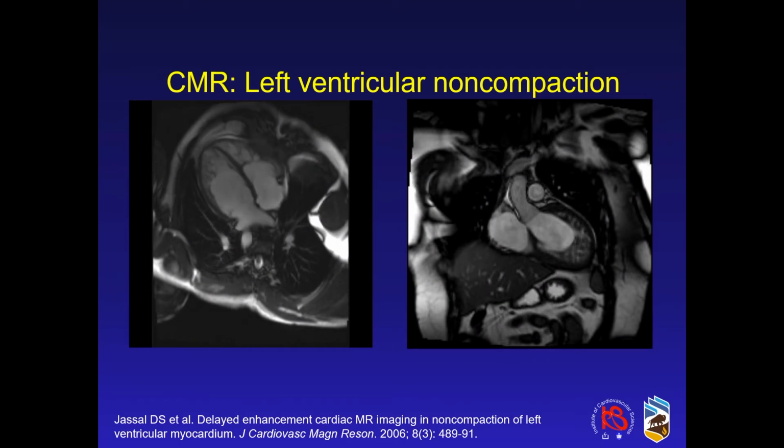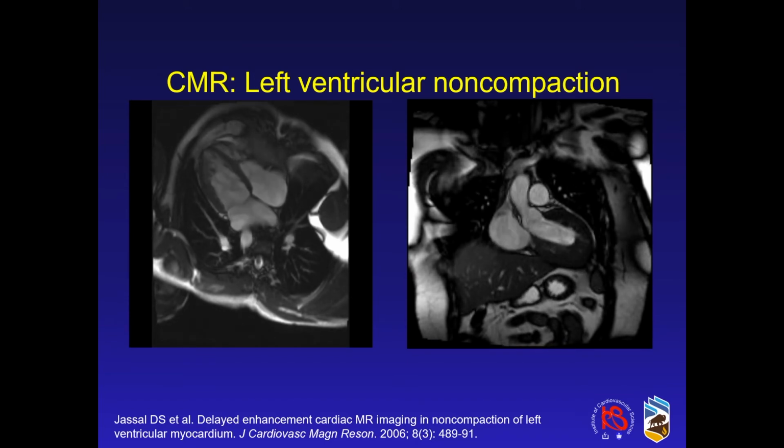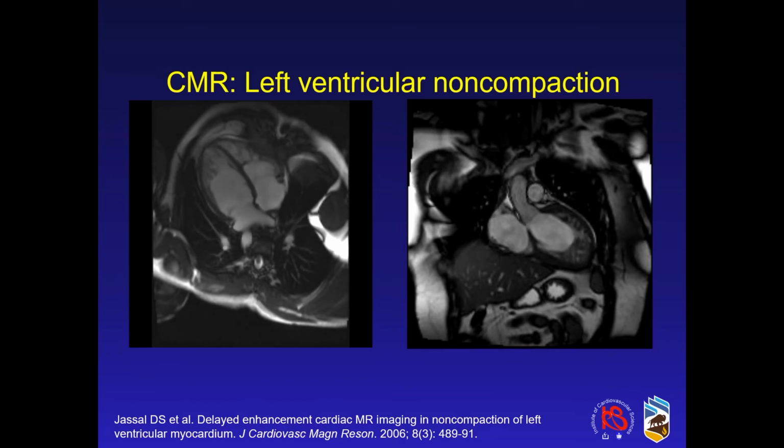On this slide, we can see representative cardiac MRI images where on the left, we see a 4-chamber view demonstrating the hypertrabeculation involving the lateral to apical segments. And then in the coronal view, again, we see the excessive trabeculation involving the LV cavity.